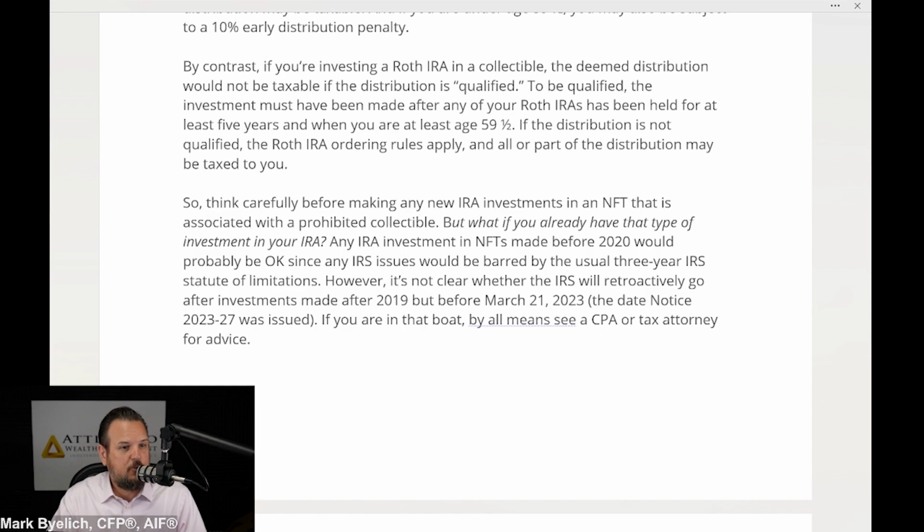But what if you already have that type of investment in your IRA? Any IRA investment in NFTs made before 2020 would probably be okay, since the IRS issues would be barred by the usual 3-year IRS statute of limitations. However, it's not clear whether the IRS will retroactively go after investments made after 2019, but before March 21st, 2023, the date Notice 2023-27 was issued. If you're in that boat, by all means, see a CPA or a tax attorney for advice. All right, hope that was helpful.